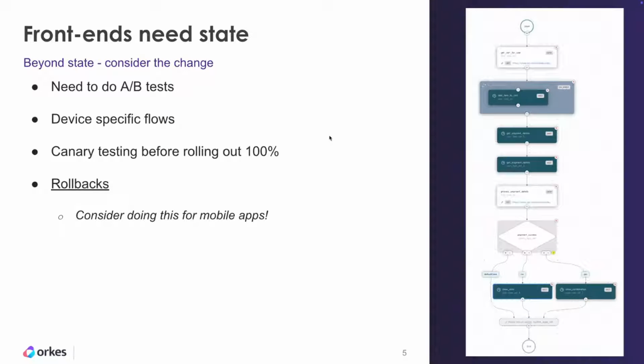Aside from just defining the state, consider the ability to change. Given the insight information, it makes it much easier to change the diagram, to do some A/B testing, or have a specific flow for a device, canary testing before rolling out. The possibilities of change are within the diagram itself, and you have the data to take that decision.